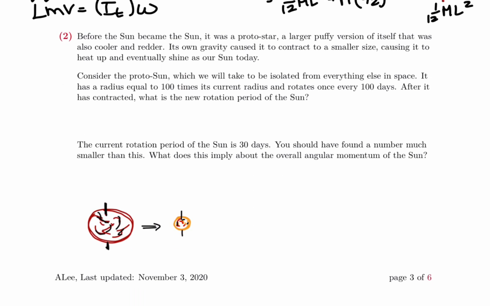Before the sun became the sun, it was a big puffy protostar. Its self-gravity caused it to contract to a smaller size. As a result, it spun up. This is essentially the celestial version of the ice skater pulling their arms in.